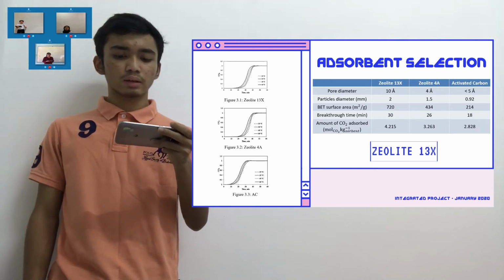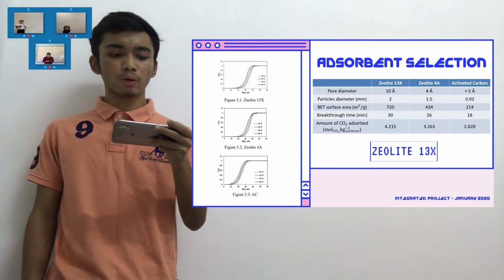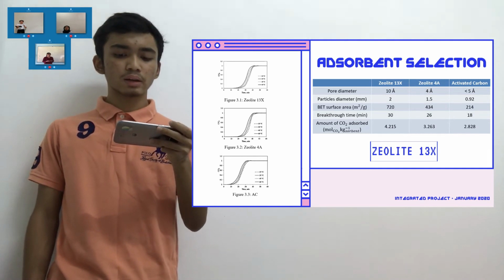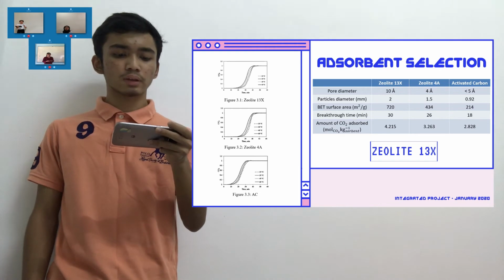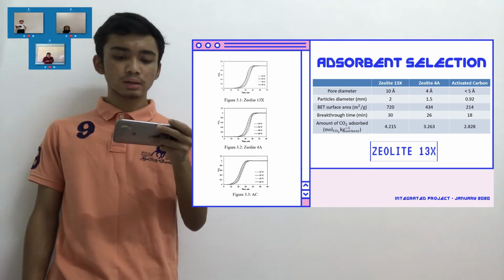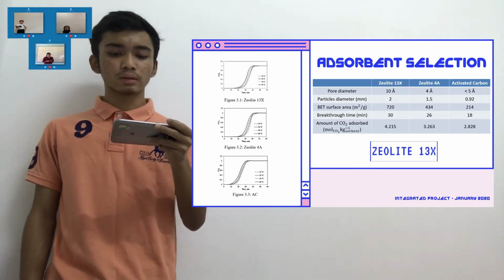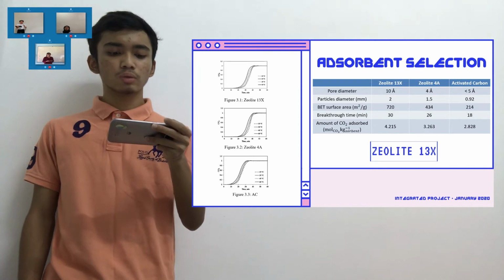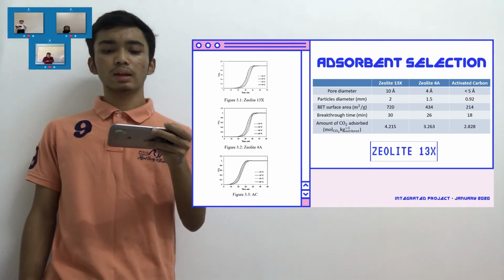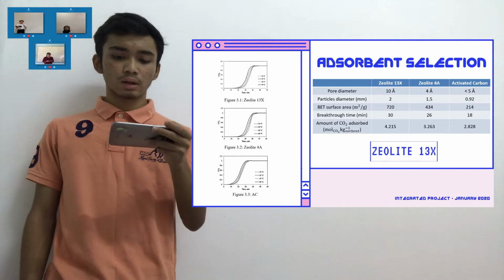This can be concluded as: the higher the pore volume, the higher the pore diameter and surface area of the adsorbent, the higher the adsorption capacity. Thus, more CO2 can be adsorbed, which can lead to higher quality of hydrogen gas.